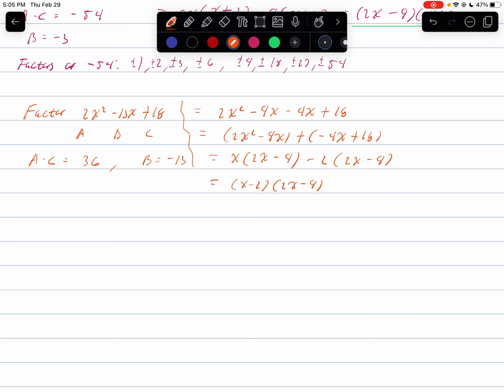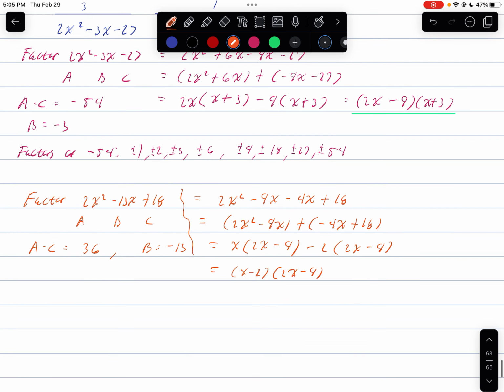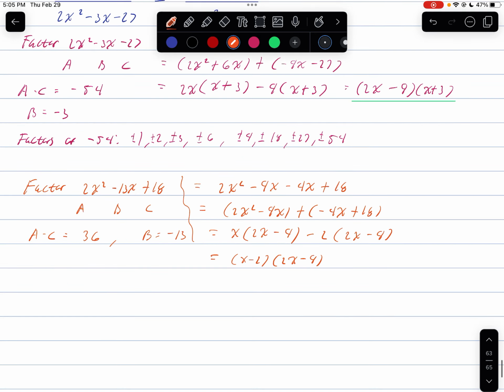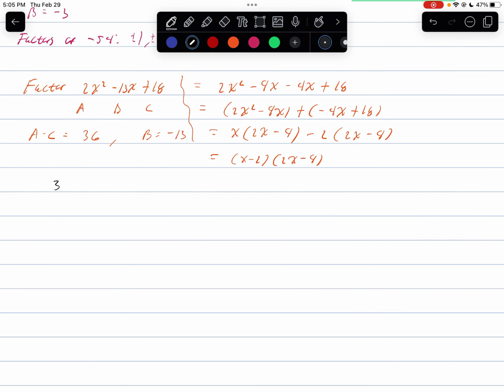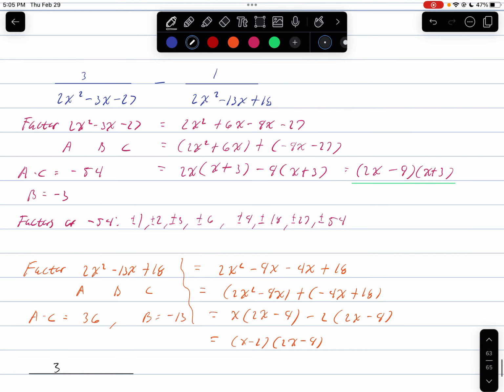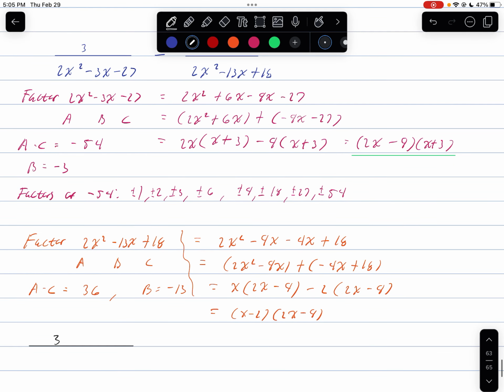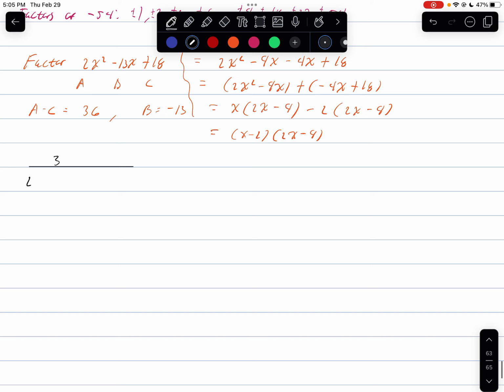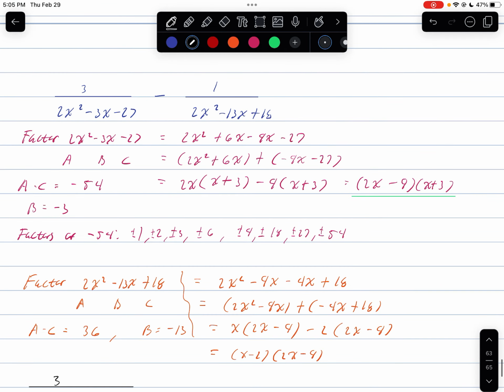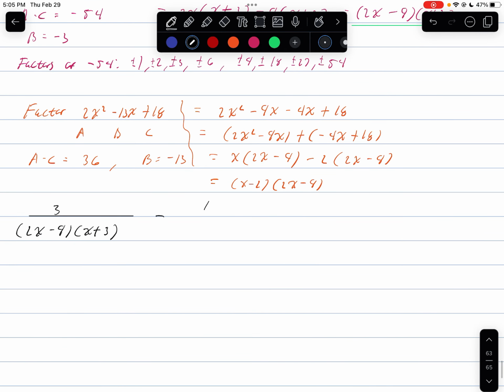Okay, so that was quite a bit of work just to get to the point where we can go ahead and rewrite the initial expression. So in our numerator, we have 3 over 2x minus 9 times x plus 3. Okay, and we're subtracting 1 over what is now x minus 2 times 2x minus 9.